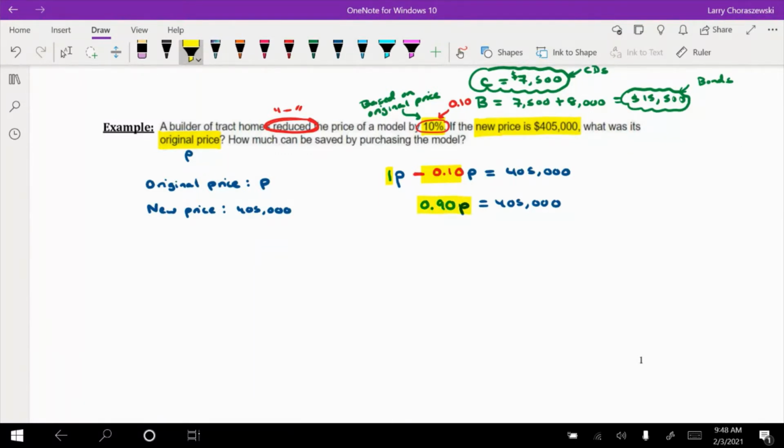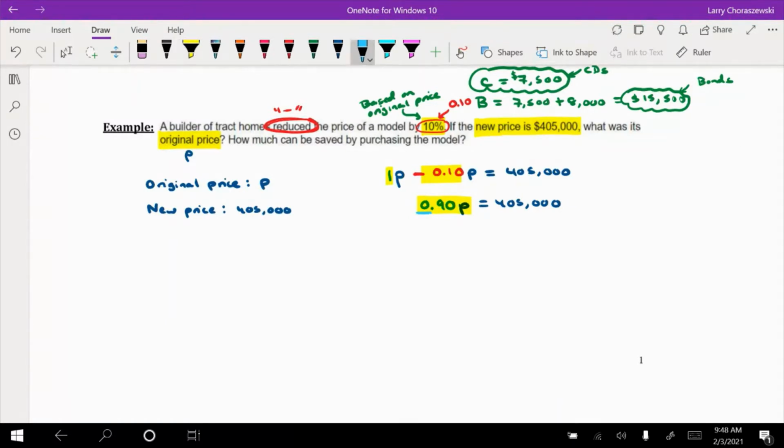Now, 0.90p, just want to make a comment about that. If you're purchasing a tract home that was reduced by 10% of the original price, then effectively you're paying 90% of the original price. And we can see that, by virtue of our algebra, we see 0.90p equals 405,000. So from a conceptual standpoint, hopefully, this term on the left-hand side makes a little bit of sense.